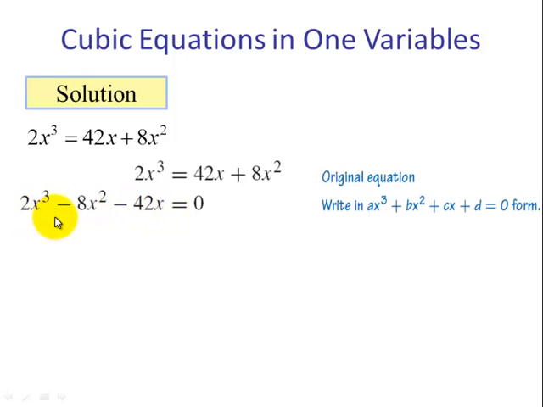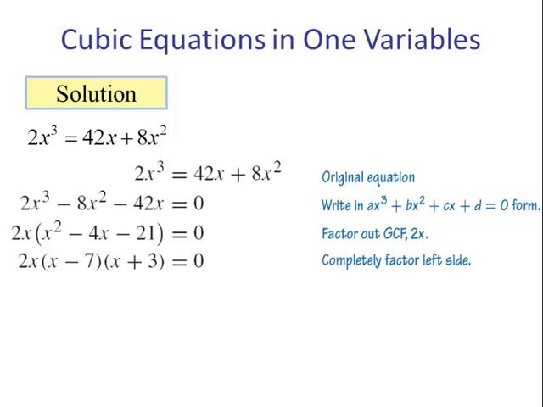So for these three terms, we see that each term has at least one x as a factor, and each term is an even number. So that means 2 will divide into each number. 2 is a factor. So if we factor out 2x, we are left with 2x times the trinomial x squared minus 4x minus 21. What two numbers multiply to give me a negative 21 and add up to give me a negative 4? That would be negative 7 and 3.